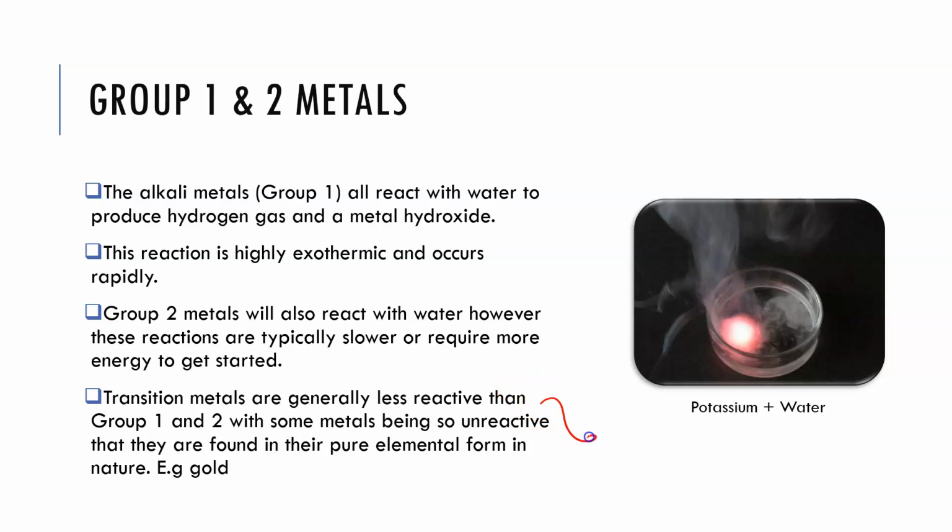Transition metals on the whole are less reactive than group 1 and 2, and they tend to be found in their pure elemental form in nature, such as gold. So some of them are very unreactive, and we can find them in their elemental form, so not in oxides. More reactive metals we tend to always find in oxides, iron ores, bauxite, those kinds of things.